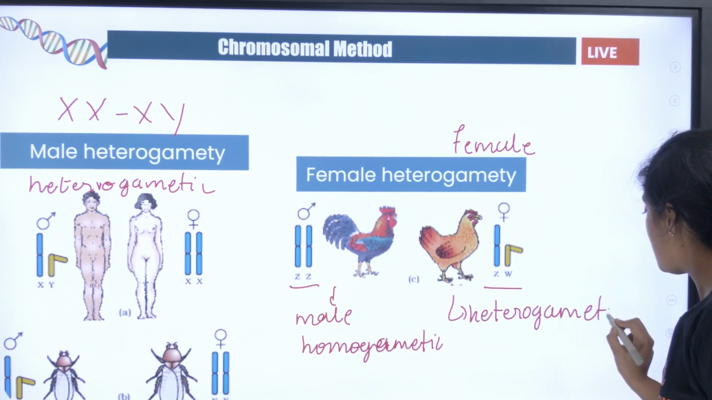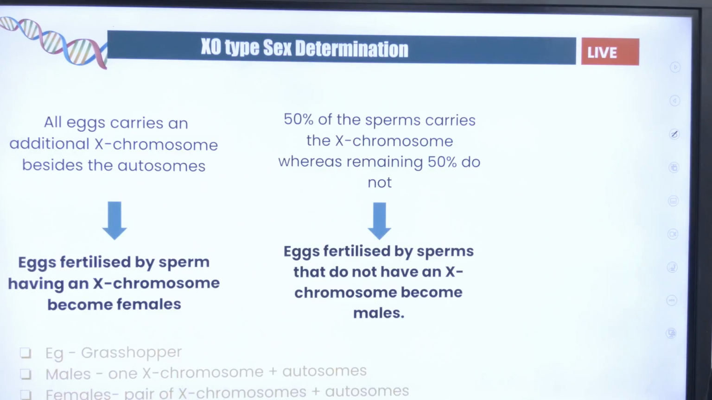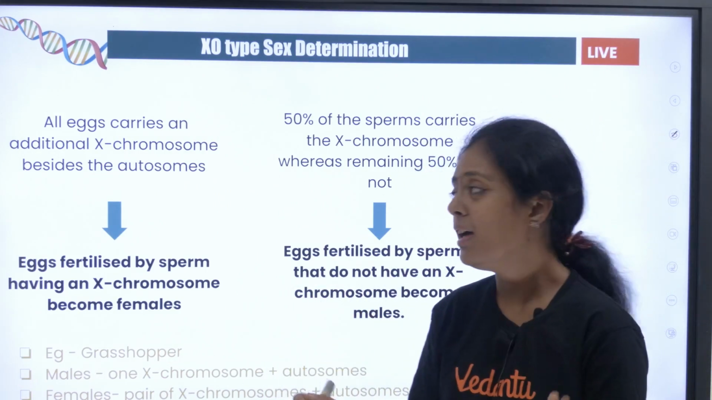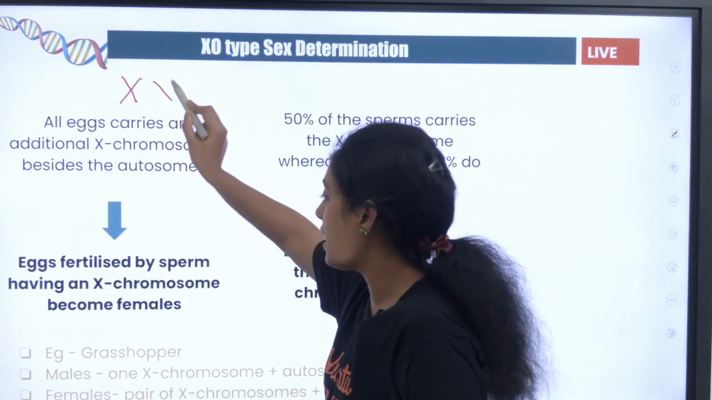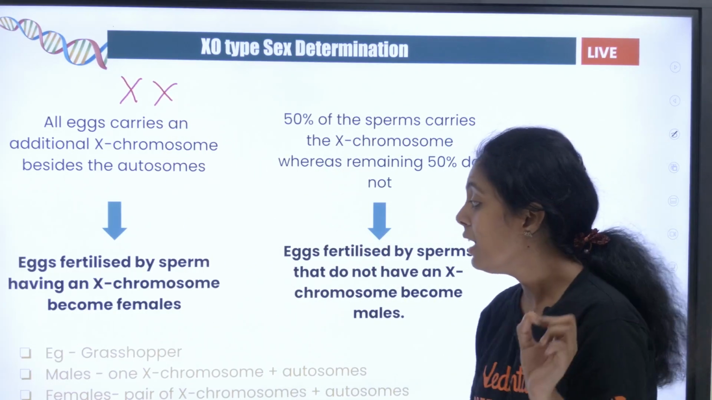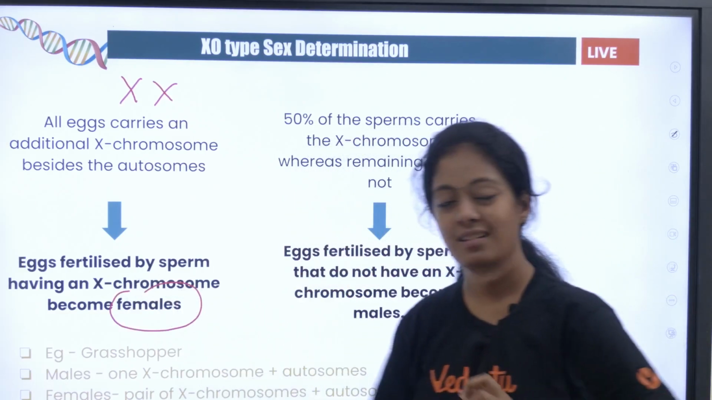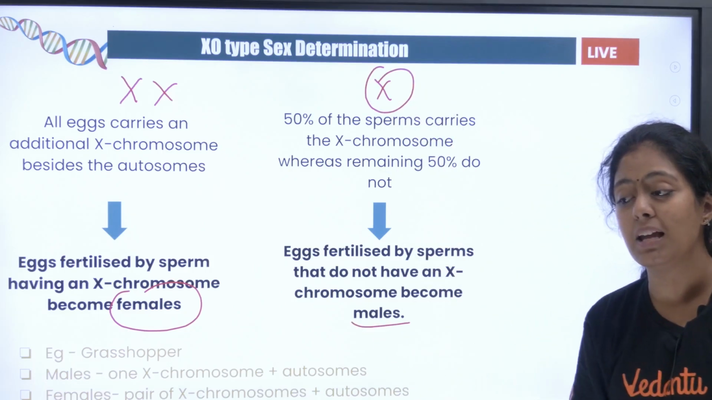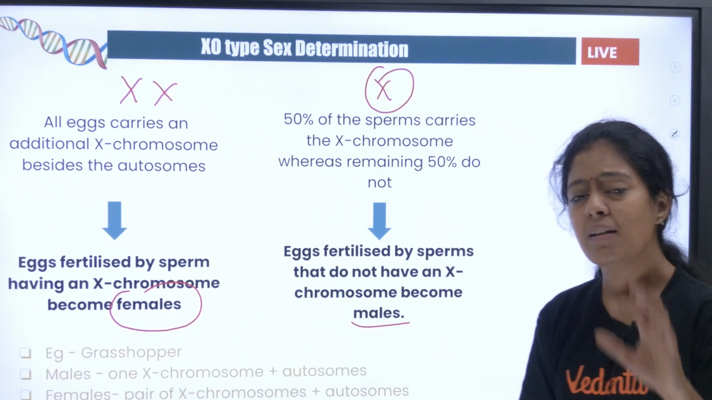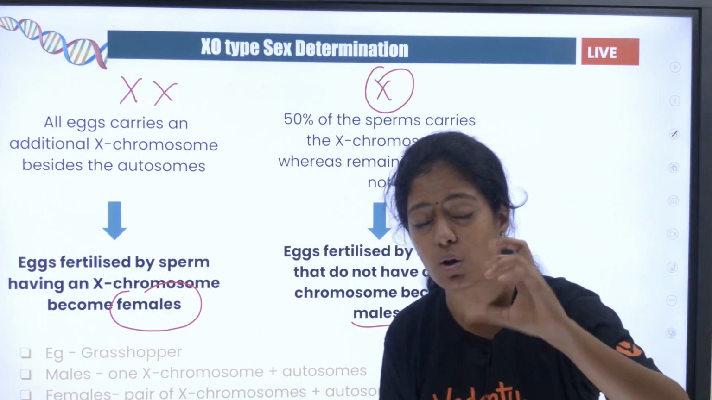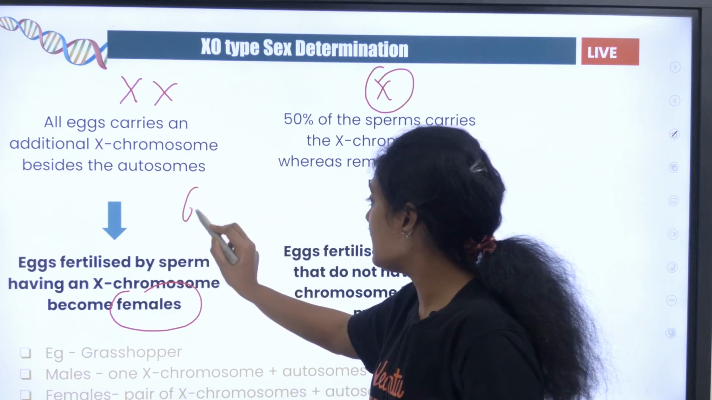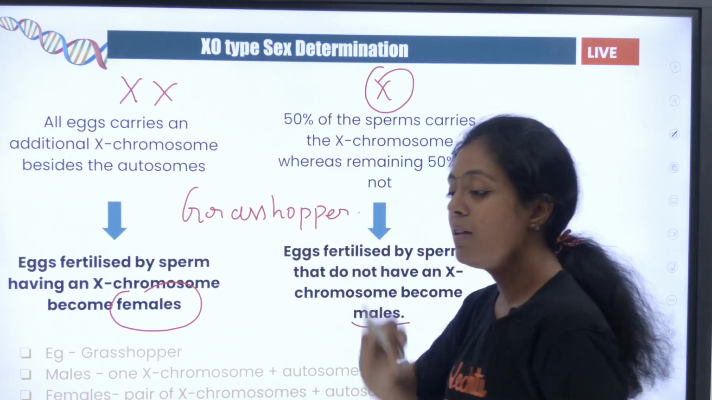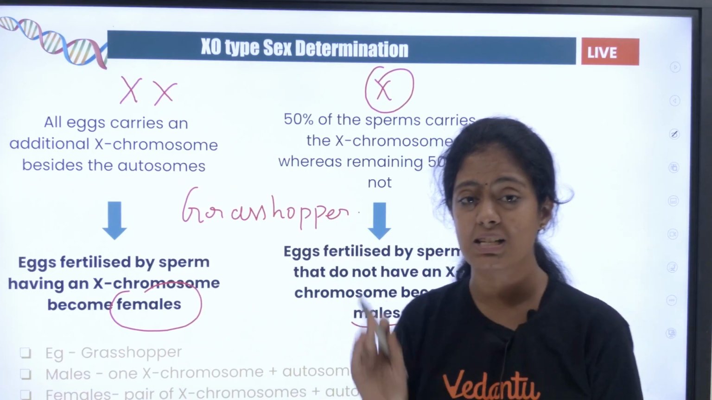And you have one more special type of sex determination, that is your XO type of sex determination. So what is XO type? If there are 2 X chromosomes, it is going to develop as a female. If there is only one X chromosome, it is going to develop as a male. Simple, very easy. Where do you see this XX, XO type of sex determination? You see it in grasshopper. Very important MCQ question in your exam. Where do you see XO type of sex determination?